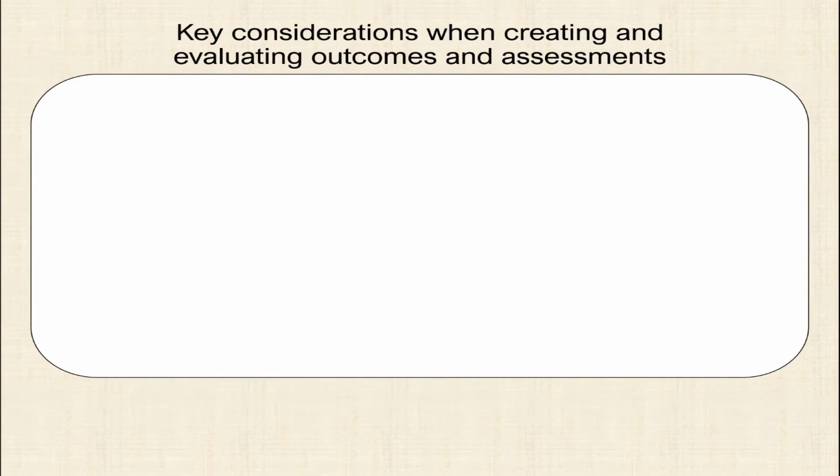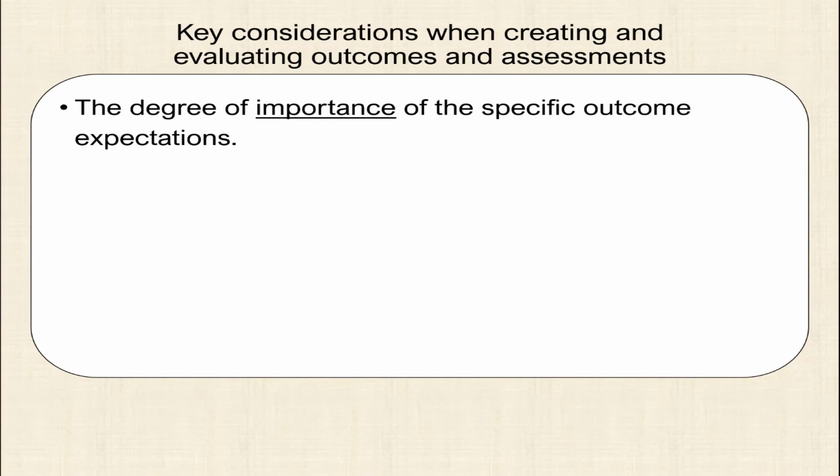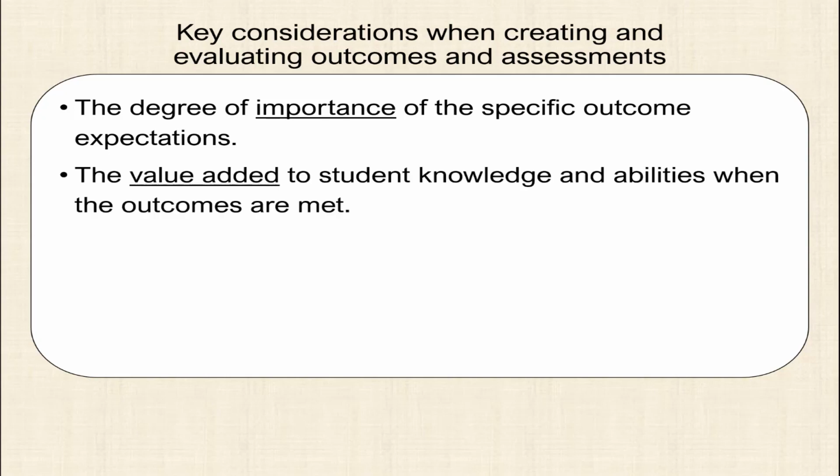So here are key considerations when creating and evaluating outcomes and assessments. We have to consider the degree of importance of the specific outcome expectation. In other words, how important is it that students be given this particular outcome expectation? And what is the value added to the student's knowledge and abilities when the outcomes are met? What is the student going to get from doing this? And it may be graduation, it may be a report card, it may be a scholarship, it may be a certificate, but there's some value that needs to be added to the knowledge the student needs to get where they want to be going.